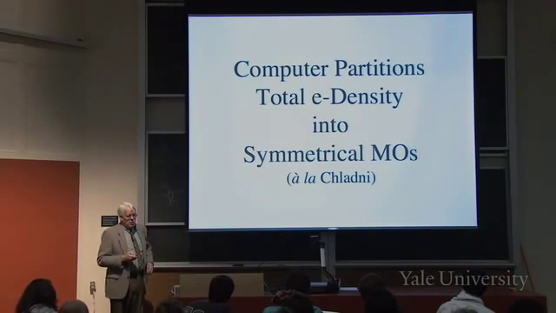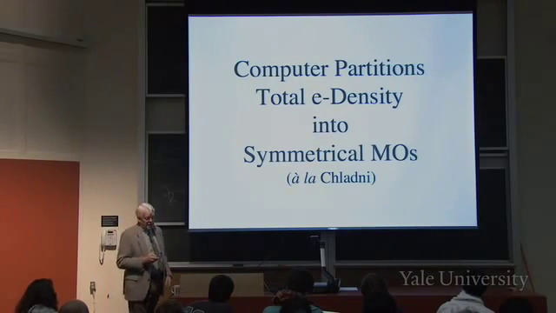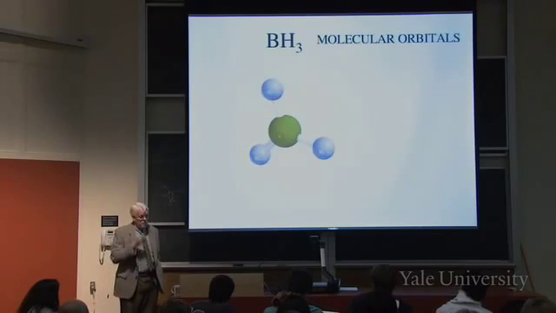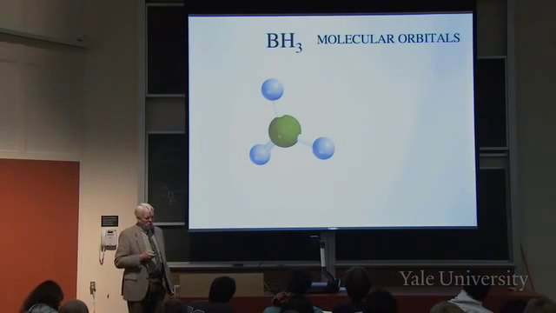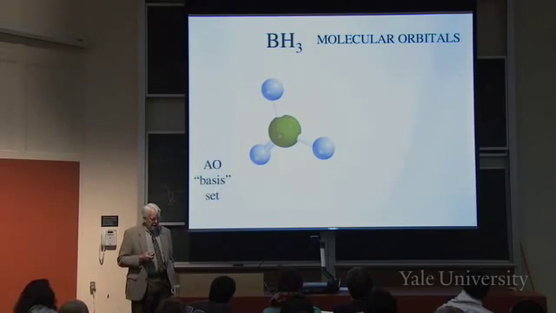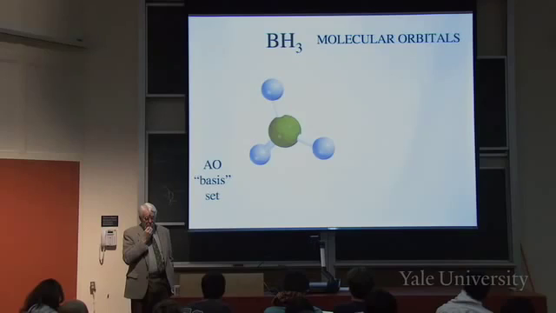Now let's look at how the computer breaks that up into molecular orbitals in a calculation like this. It makes symmetrical molecular orbitals like Chladni figures with nodes. We've seen lots of those. So here's the framework, BH3, and we're going to look at the molecular orbitals the computer calculates. We're going to make those molecular orbitals by adding up atomic orbitals, a linear combination of atomic orbitals.